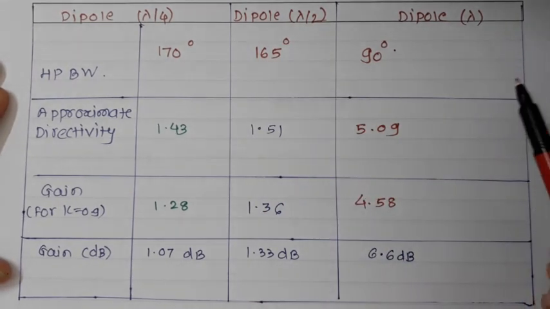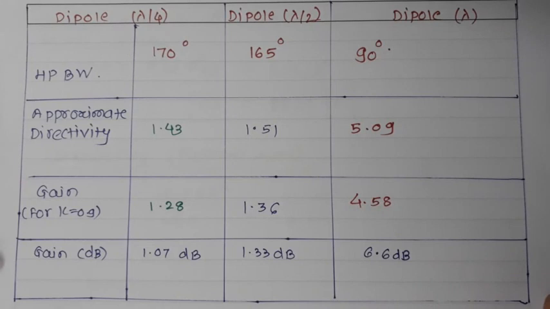Okay, 2 lambda is not possible in the laboratory, that's why we have not compared it with the other lengths. So this is all about this particular practical.